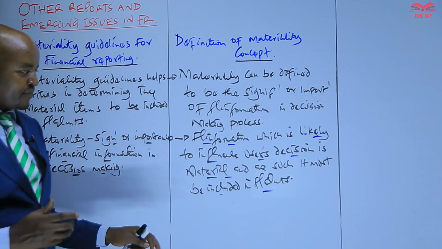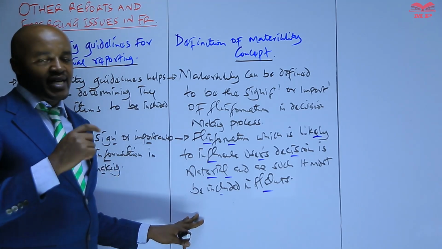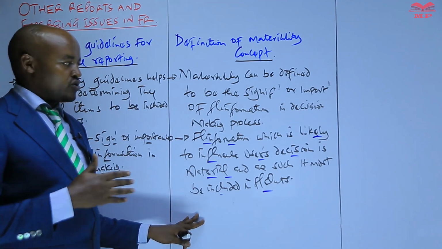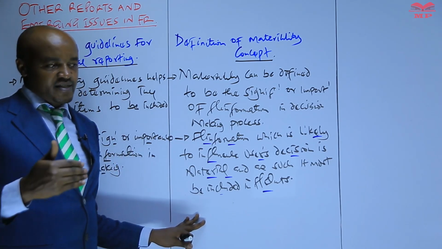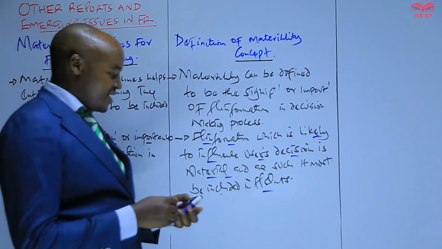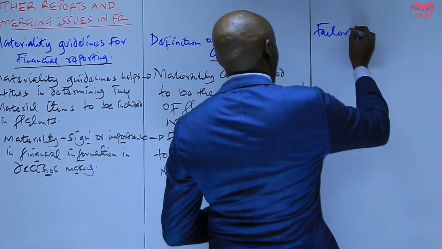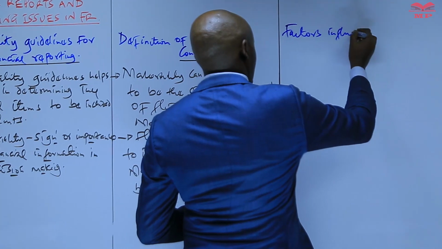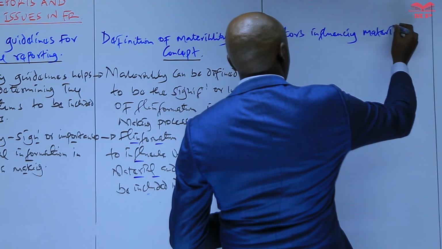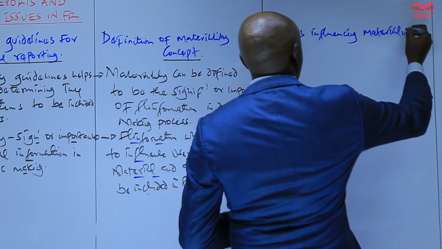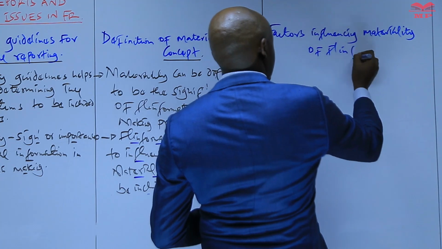Now, there are a number of factors which determine whether an item is material or not. In determining whether a financial information is material or not, a number of factors may determine that. So therefore, we can look at the factors influencing the materiality of financial information.